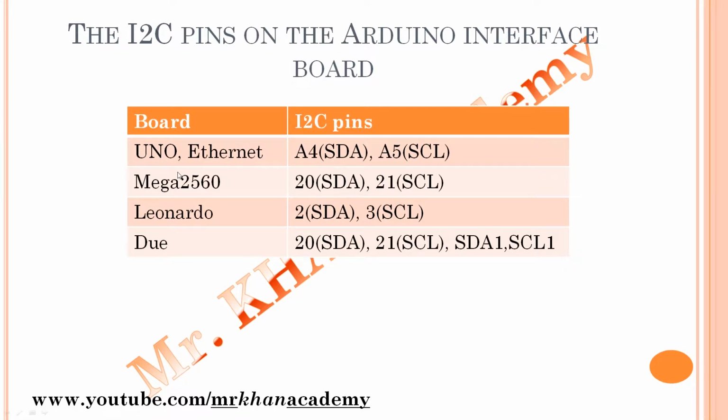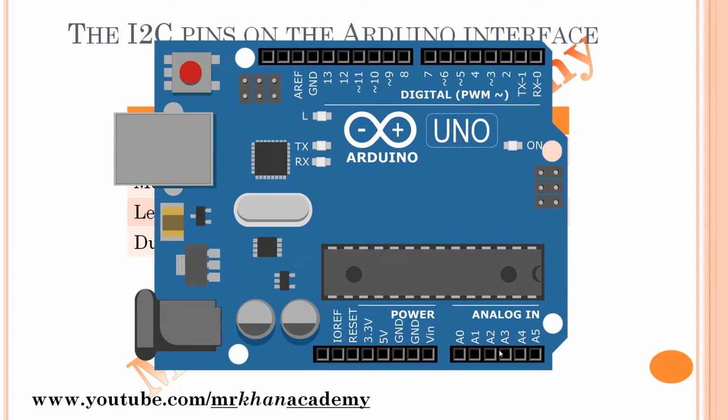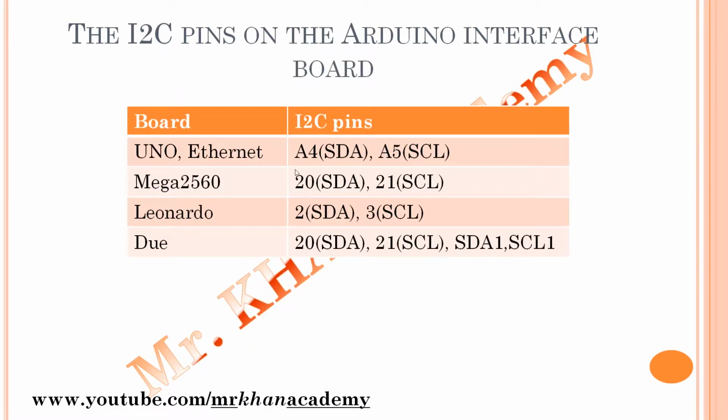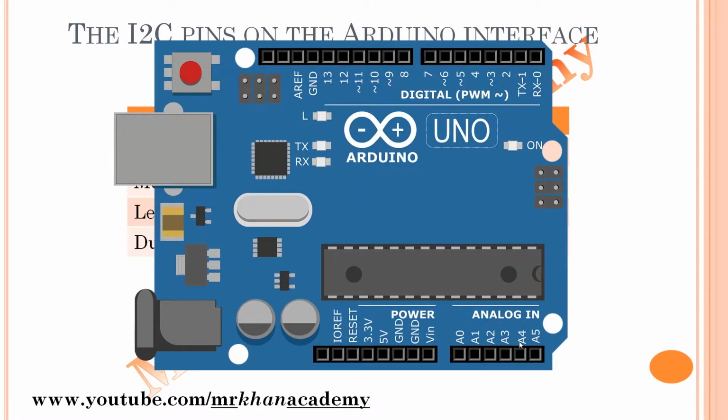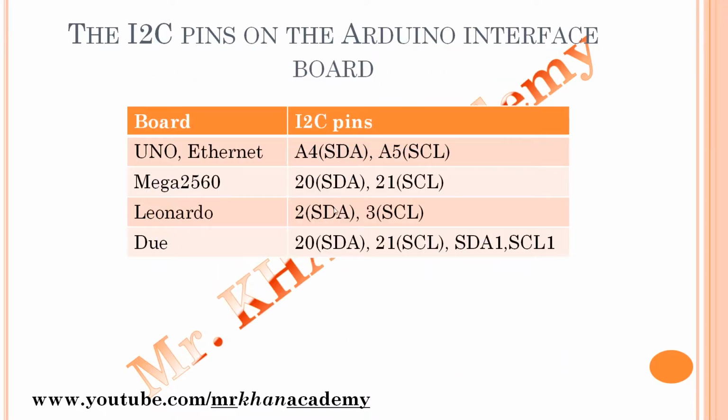But on the Uno, nothing is printed anywhere saying which is SDA and SCL. It might be on the Mega, but on the Uno we are not getting it. Because of that, it is clearly mentioned that on the Uno the I2C pins are A4 and A5. A4 pin is SDA and A5 pin is SCL. So we need to use A4 and A5 for SDA and SCL.